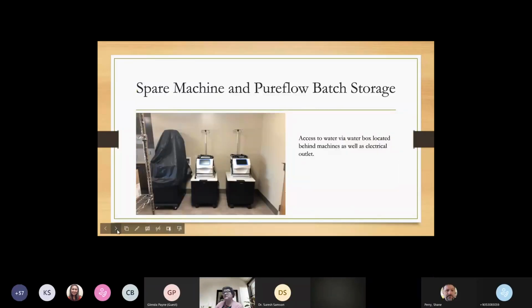And then this is a picture of the storage room, and you can see behind the machine that has the cover on it, there is a water box there, and that allows us access to water and electricity so that we can create that batch dialysate. It takes about 6 to 7 hours to do that.